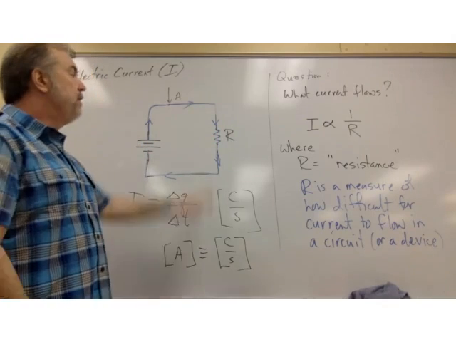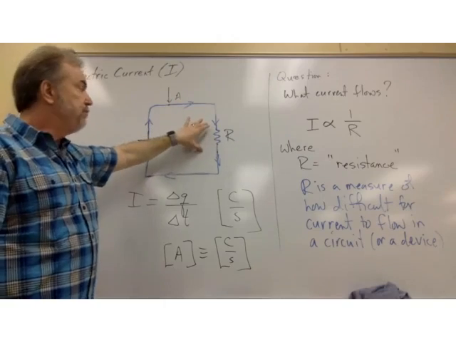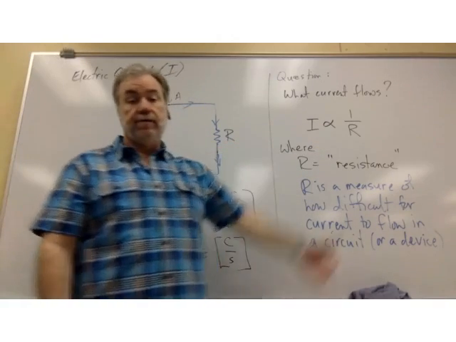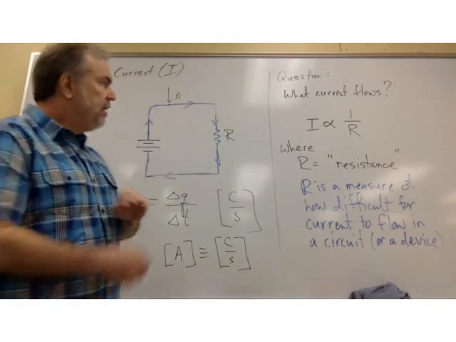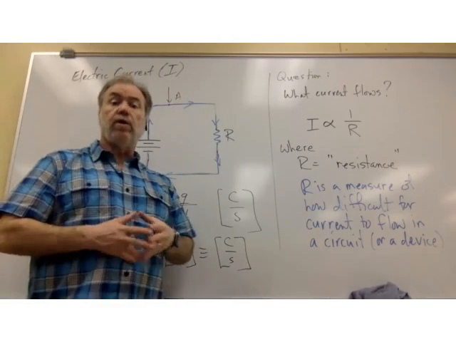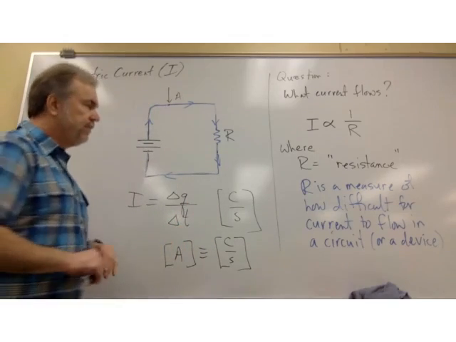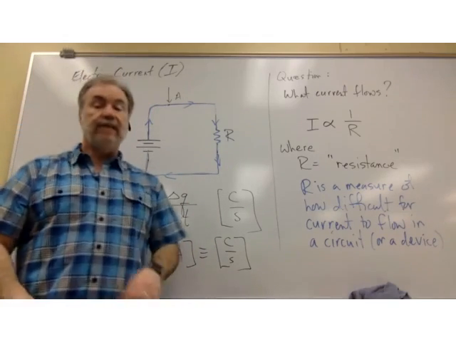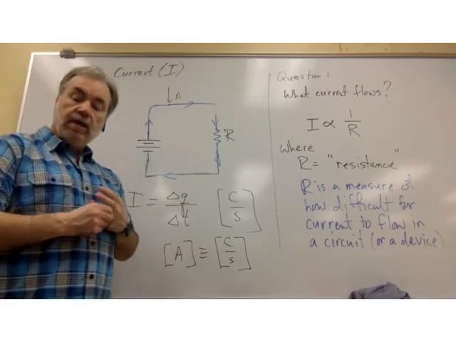And I pointed out that the more resistance to flow there is in the circuit or in the individual device, the less current naturally flows. Okay, so R is this thing, and eventually we're going to get around to figuring out where R comes from and how to calculate it, but not yet. As I said at the end of the last video, let's turn our attention now to the battery.